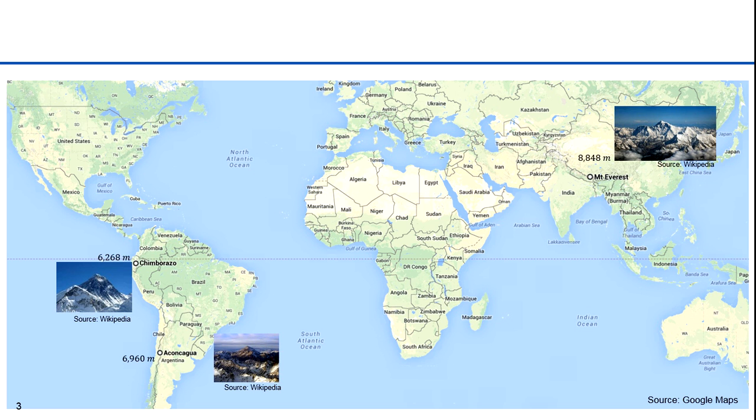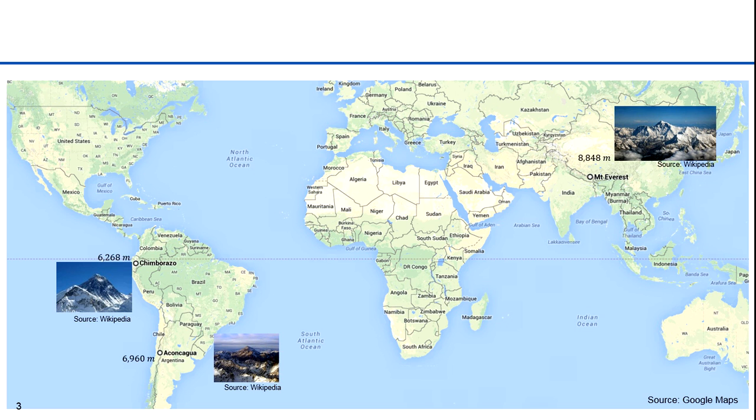Another interesting aspect of an elliptical spheroid Earth is altitude. Mount Everest stands 8,848 meters above sea level. That's 29,029 feet. The summit of Chimborazo, Ecuador's tallest mountain, stands at 6,268 meters, which is 20,564 feet above sea level. Mount Everest is known as the tallest mountain on Earth. Mount Chimborazo is not even the tallest in South America. That's Mount Aconcagua in Argentina, standing at 6,960 meters.